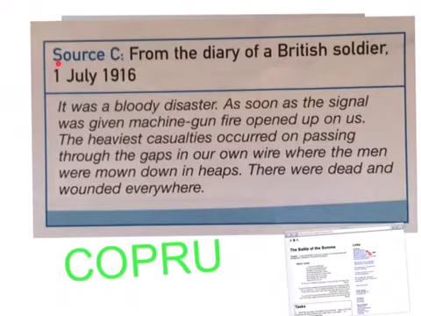As soon as the signal was given, machine gun fire opened up on us. The heaviest casualties occurred on passing through the gaps in our own wire, where the men were mown down in heaps. There were dead and wounded everywhere. Now, if I were you, in the actual exam, the first thing I'd do, if you got a question saying what's the view of source C, how far do the others agree with it, I'd make it very clear, make a note of what that view is. And the view is that it was a bloody disaster. It's quite obvious.